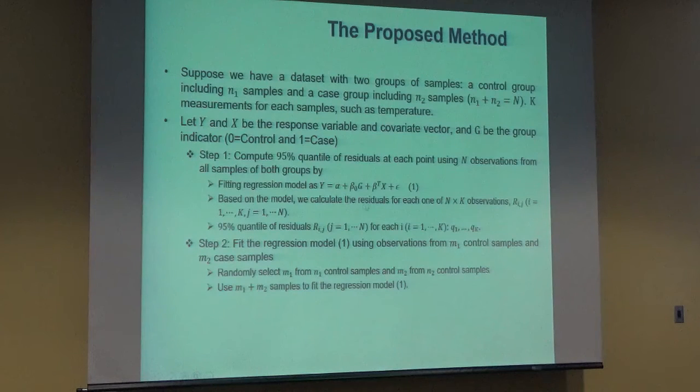Fit regression model 1 using the observations from the whole data set. You fit this model and come up with the residuals. Based on the residuals, you come up with the quantile values for the residuals, which is explained in the next slide. Here the residual quantiles are Q1, Q2, up to Qk. Then you have M1 from N1 and M2 from N2, so you split the samples into two. You take M1 and M2, and based on these M1 plus M2 samples, fit the regression model.